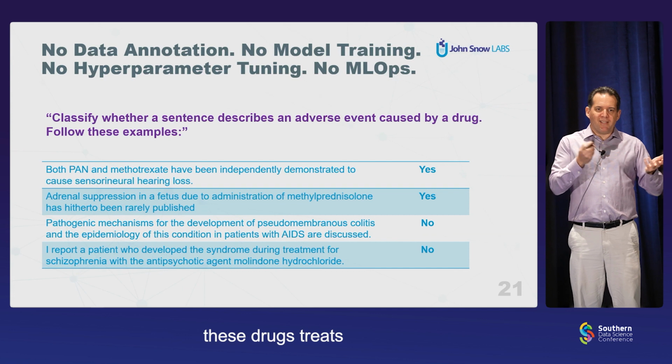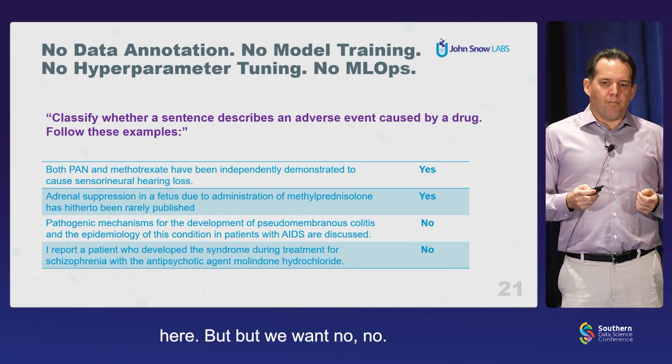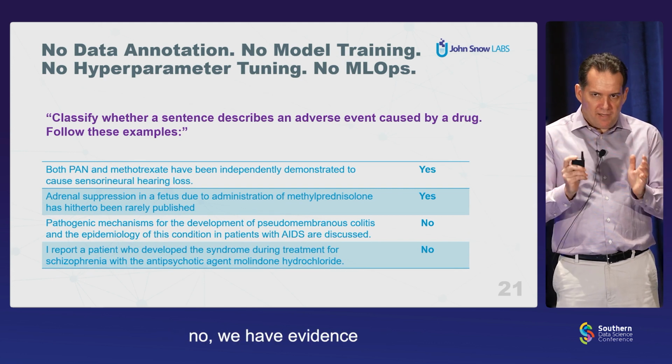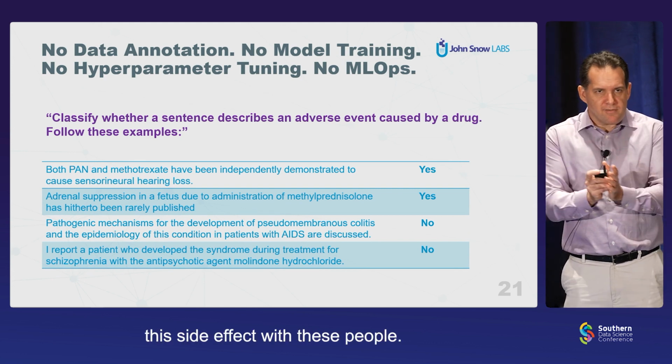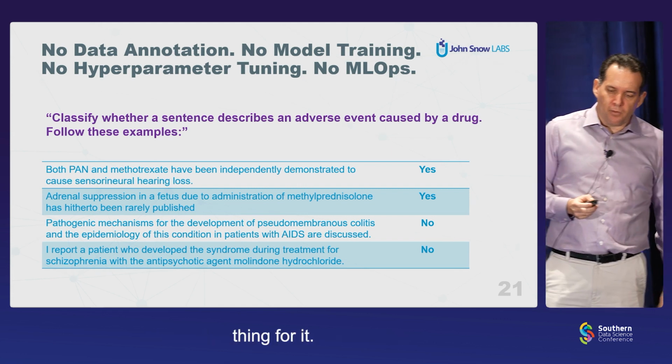because there are going to be many, many sentences that talk about symptoms and drugs, right? But it could be this drug treats this symptom. Could be, oh, these drugs often happen with this symptom. But we want something that says, no, we have evidence that this drug actually causes this side effect with people, right? And that's an unknown side effect. That's not the main thing we're treating for.